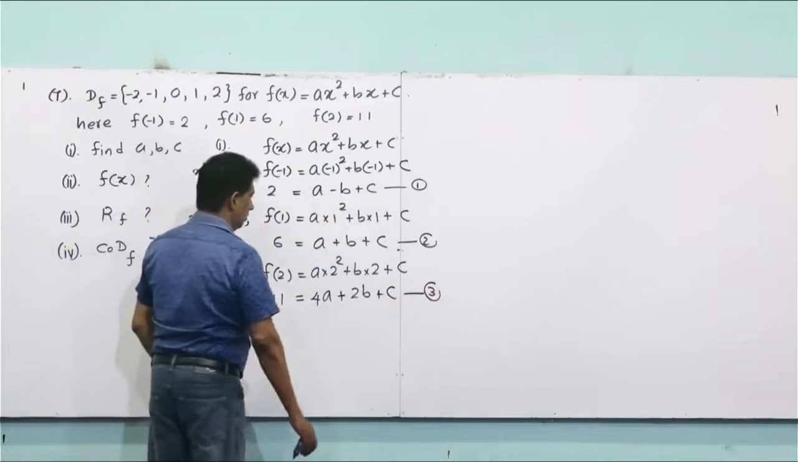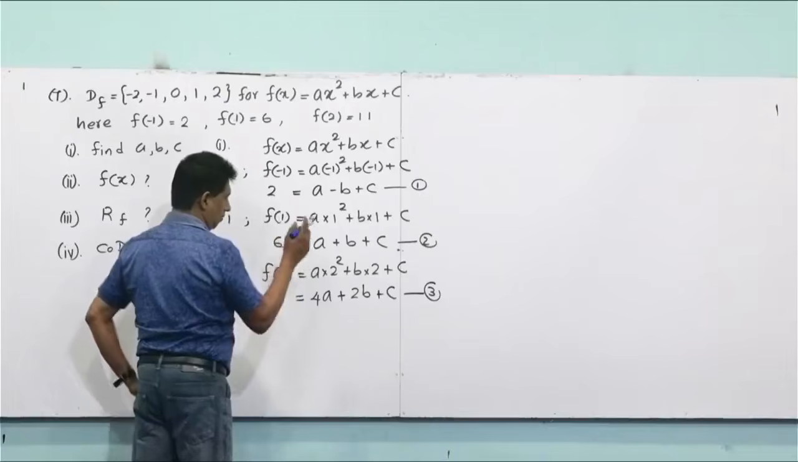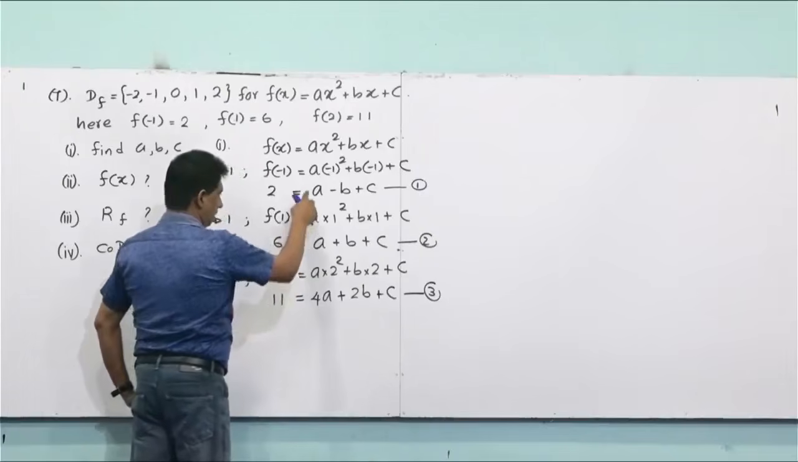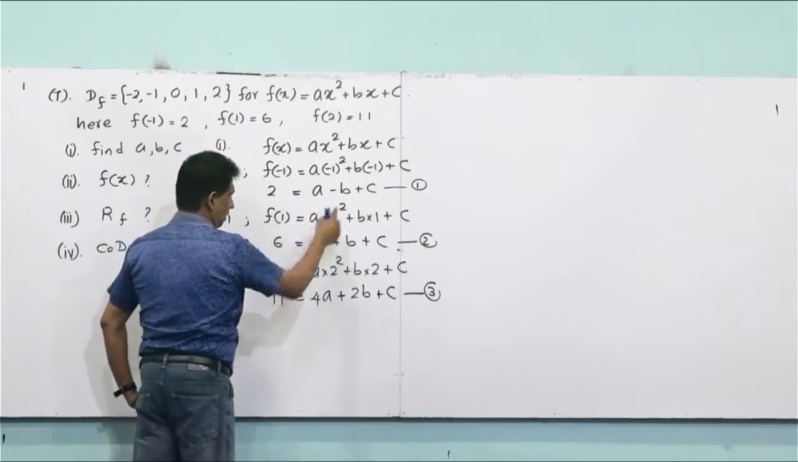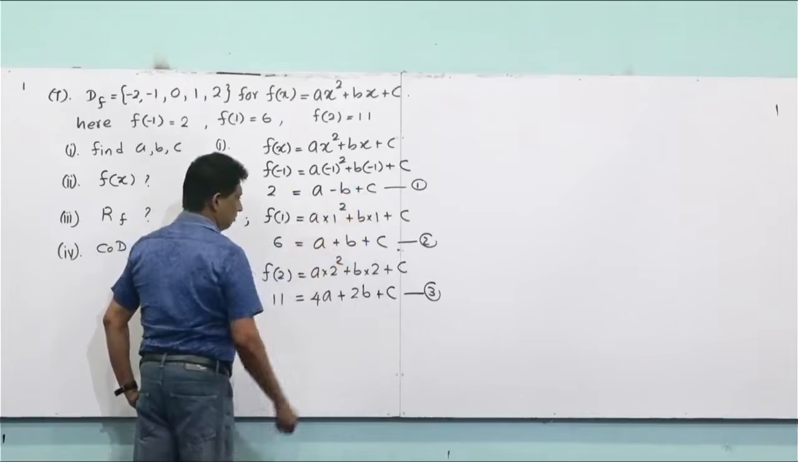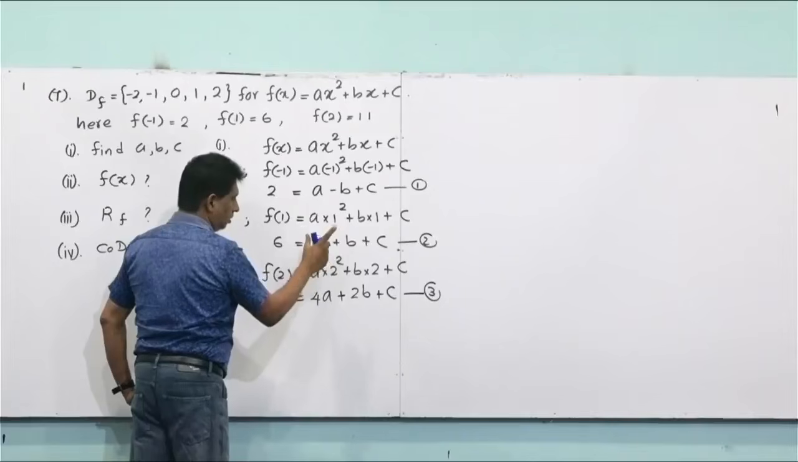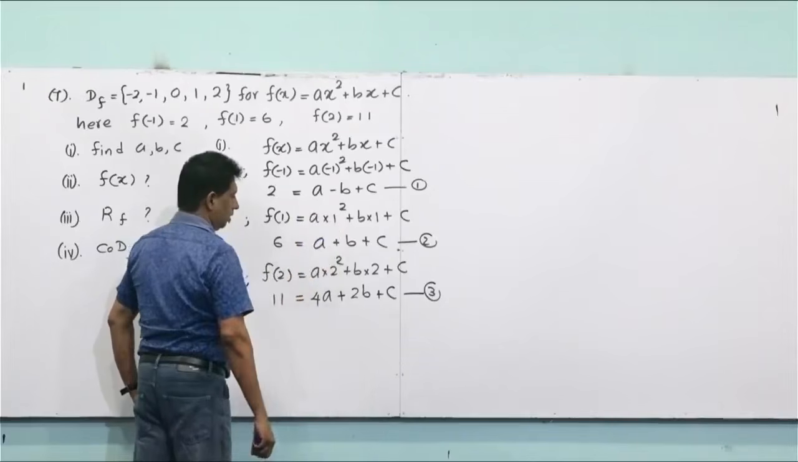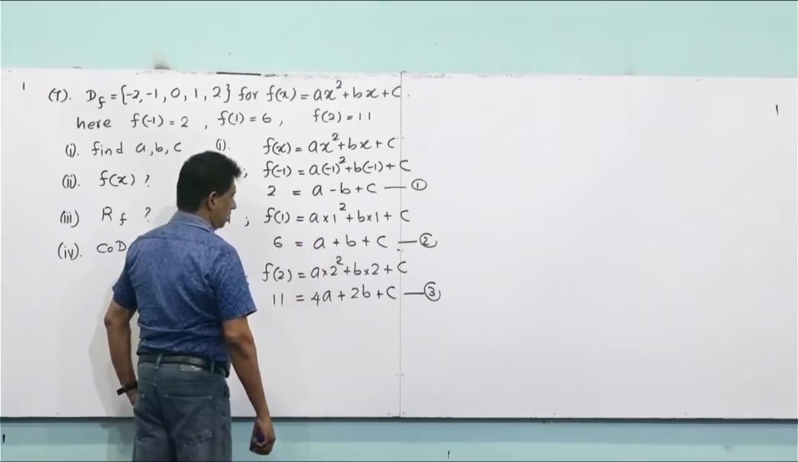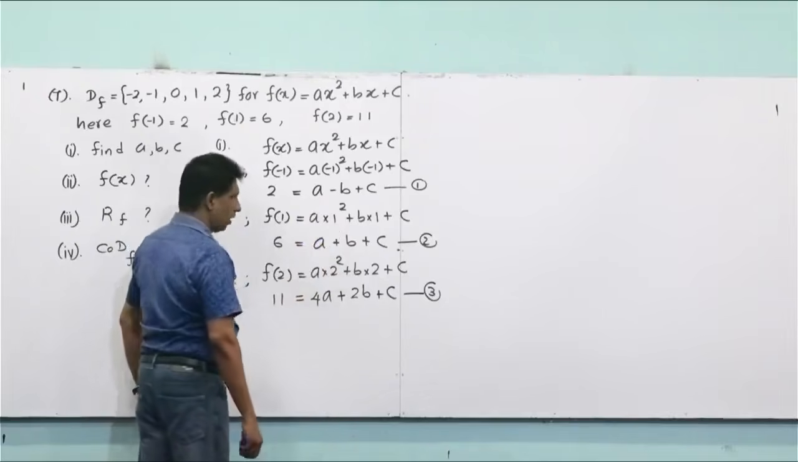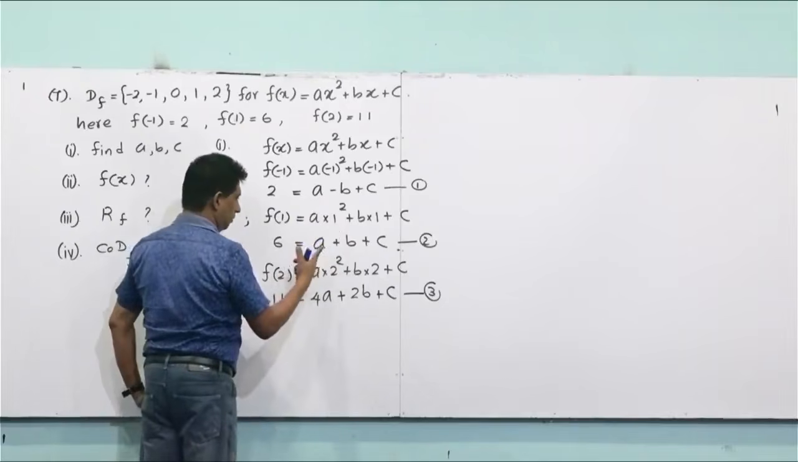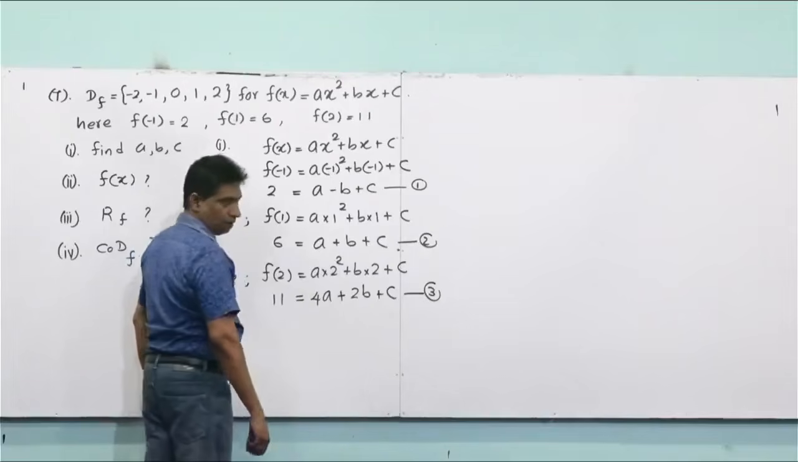Now, if we consider equation 1 and equation 2, here positive A, here positive A, here positive C, here positive C. If we subtract equation 1 and equation 2, A and C are removed. Then we get an equation with B, and we can find the value of B.